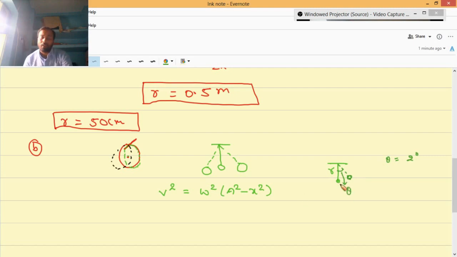In order to find the velocity at this particular position, why? Because in the question it is asked the speed of the particle farthest away from the point of suspension as it goes through the mean position. So we need to find the value of velocity at this particular position.